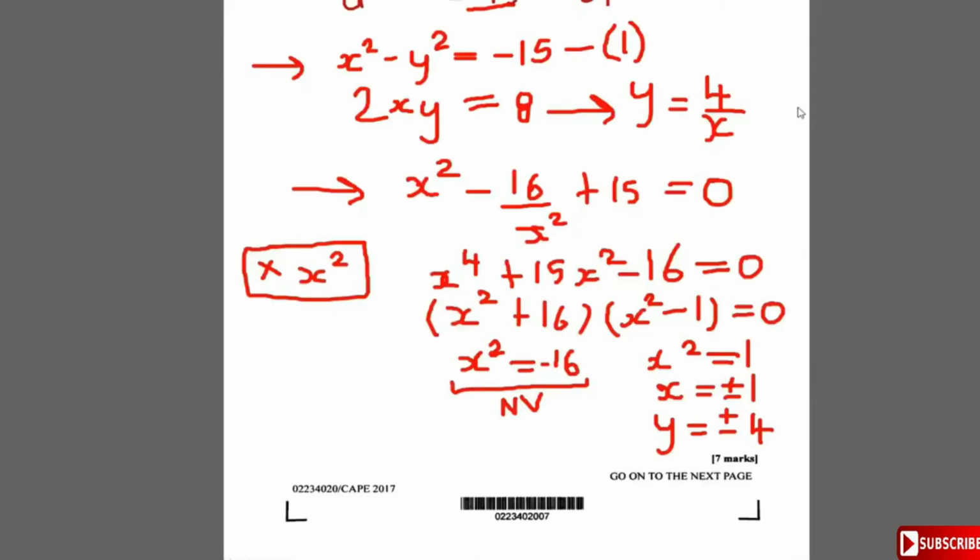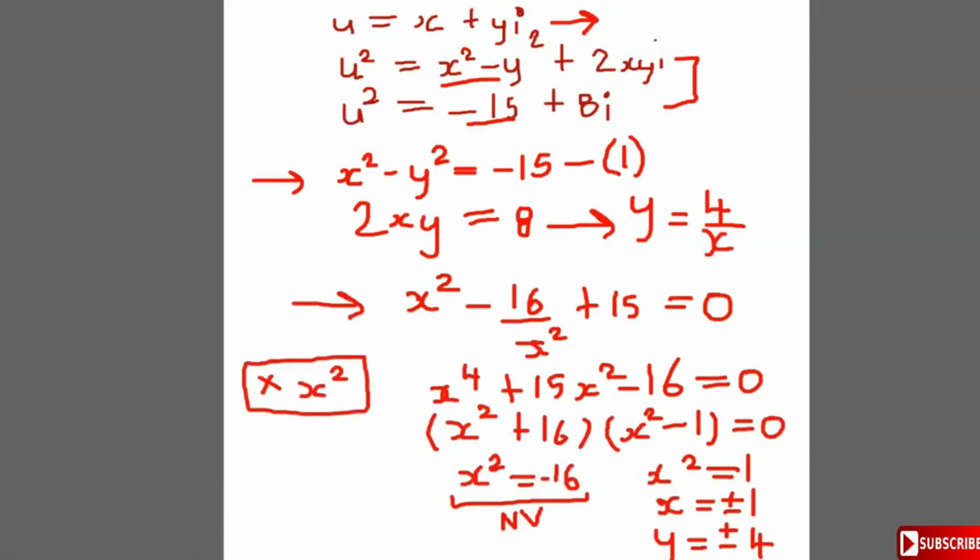We go to this now. It says hence or otherwise solve this quadratic equation. Once they say hence, just know that somewhere along the way we're going to use the fact that the square root of 15 plus 8i is equal to plus or minus (1 plus 4i). We're going to use that some way along the way.